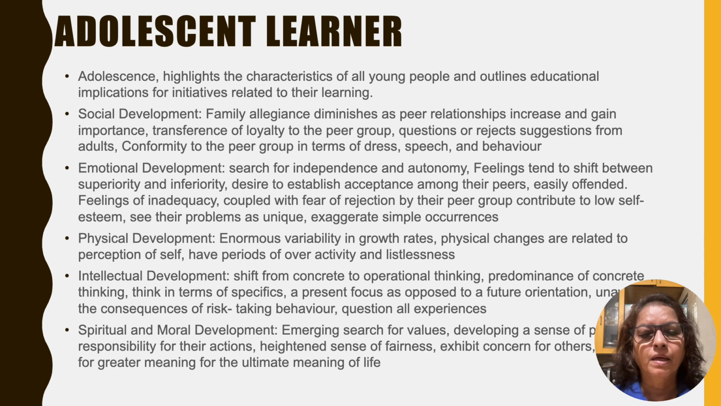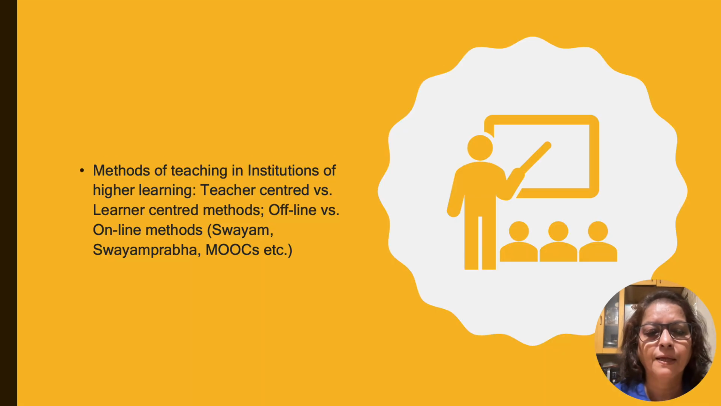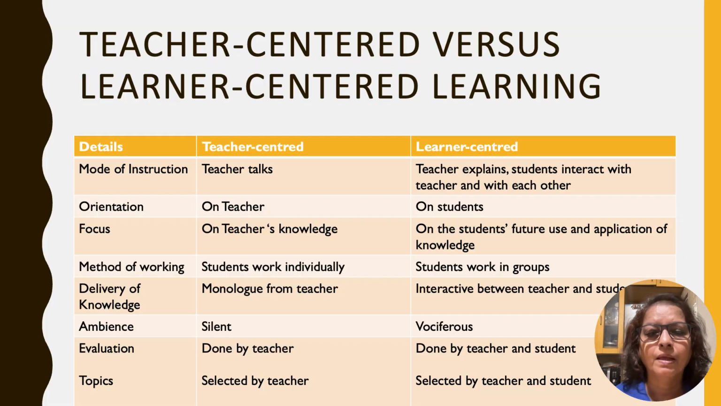Adolescent learner, here we have the characteristics of the adolescent learner through social development, emotional development, physical development, intellectual development, spiritual and moral development. I have given here in the slide how, as compared to the adult learner, the adolescent learner differs. Now, the second module, methods of teaching, MOOCs, etc.